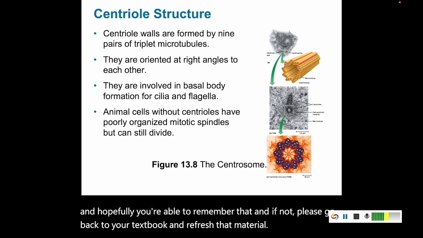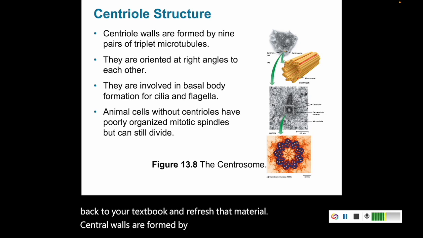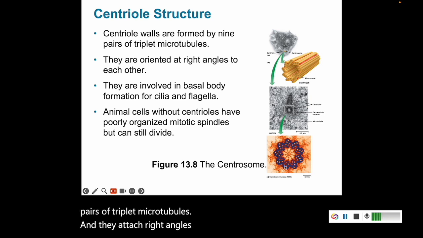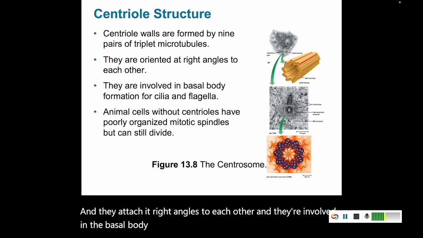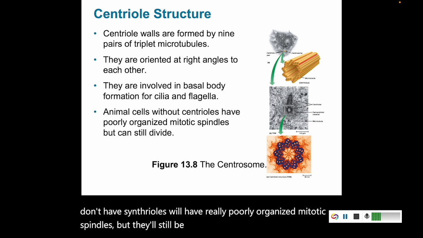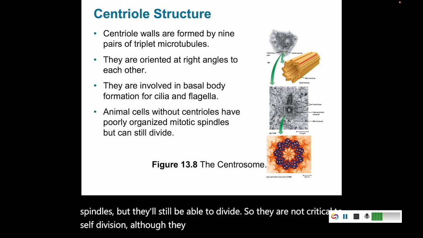Centriole walls are formed by 9 triplets of microtubules. So 9 triplet microtubules. And they attach at right angles to each other. And they're involved in the basal body formation for cilia and flagella. Animal cells that don't have centrioles will have really poorly organized mitotic spindles, but they'll still be able to divide. So they are not critical to cell division, although they are important to helping organize those spindles during mitosis.